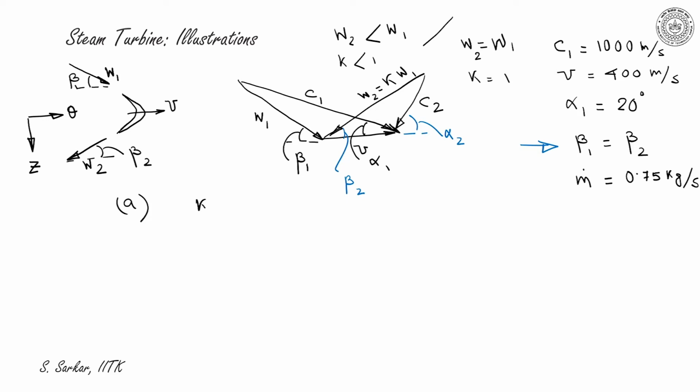Now here K is equal to 1. So friction is neglected and hence W2 is equal to W1. Now from the inlet velocity triangle, C z1 is equal to C1 sine alpha 1, which should be equal to W1 sine beta 1.